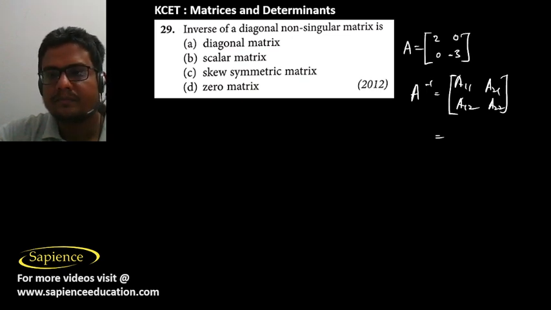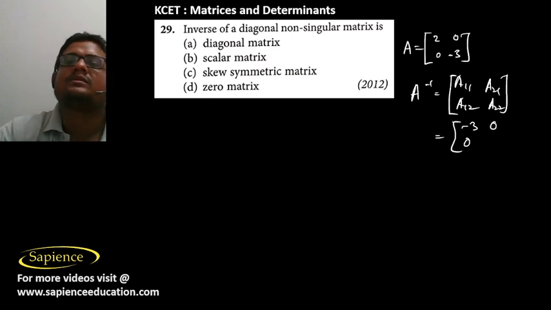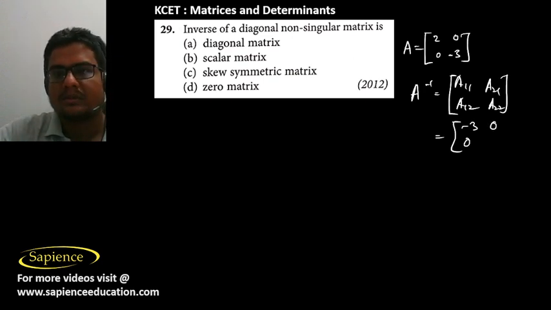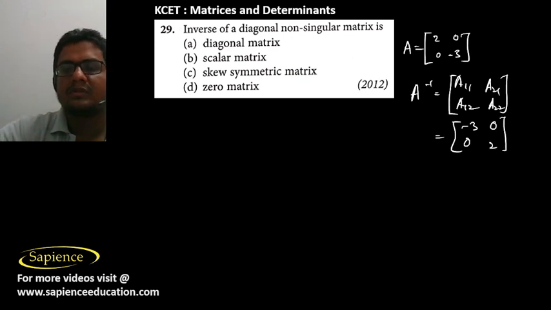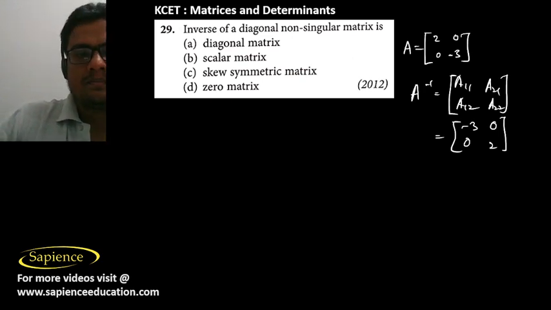A11 will be minus 3, and A12 will be first row, second column, so this is 0, and A21 is second row, first column, this is again 0. Then A22 will be 2. So this is again a diagonal matrix only. So the inverse of a diagonal non-singular matrix is a diagonal matrix itself. So option A is the correct answer.